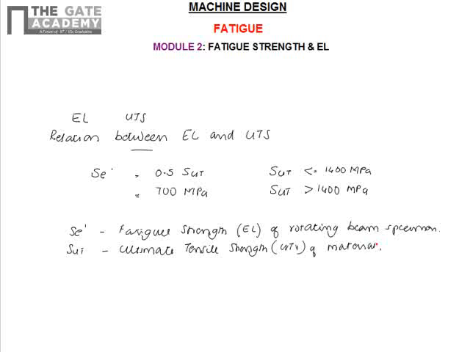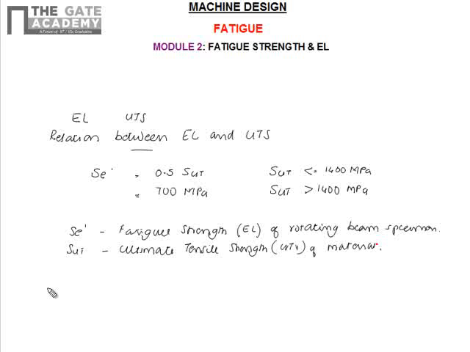It is important to note here that SE dash corresponds to the fatigue strength of a rotating beam specimen, or in other words, it is nothing but a laboratory specimen. When we come to an application, the endurance limit of a material is different from the endurance limit of a rotating beam specimen. The endurance limit will be the SE dash multiplied by some modifying factors, which we will be seeing in the next module.